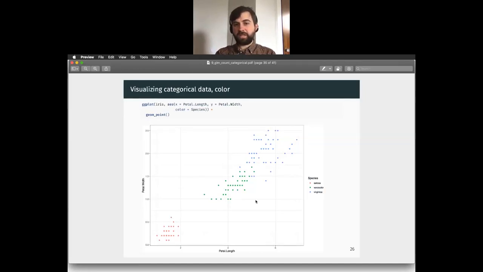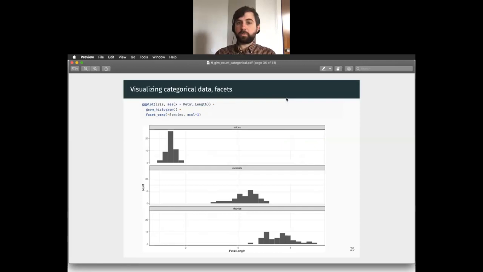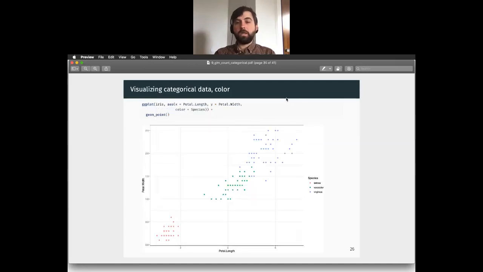So we can see these versicolors are all in the middle. These setosas are all down low with small petals, and the virginicas are high with large petals. Yeah? So this is a really effective visual, right? Two continuous, one categorical. This works well too, and it shows us something similar.